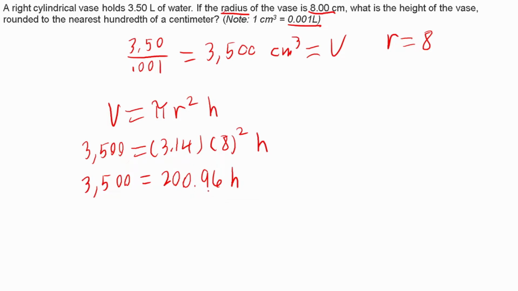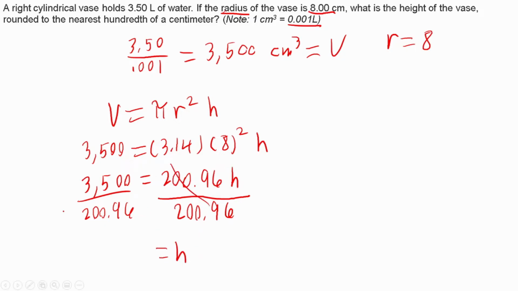Well, we're multiplying our number times the h, so we do the opposite. We divide by 200.96. They're going to cancel here, and we're going to be left with h. And on my left side, now we just divide. We do 3,500 divided by 200.96, and we get a number.